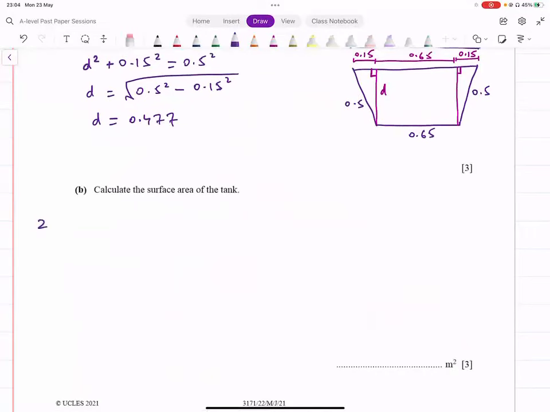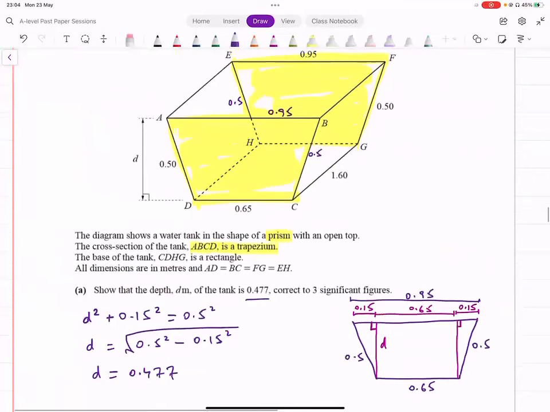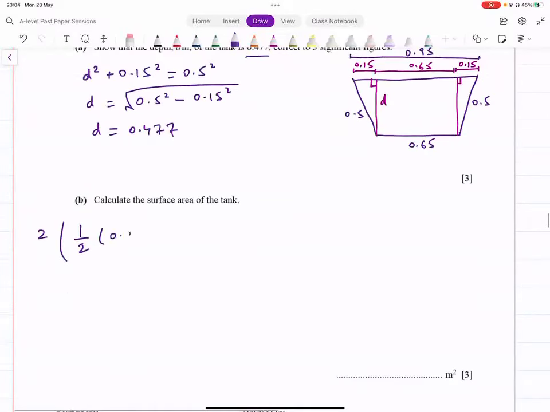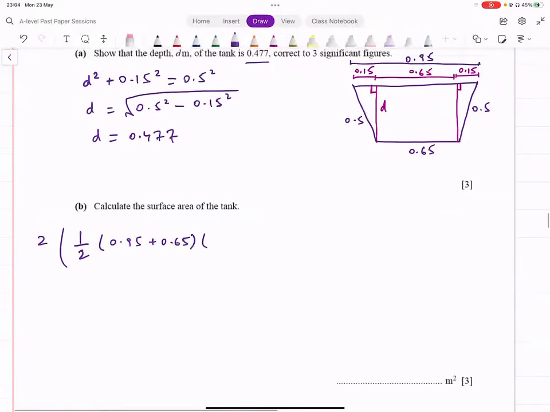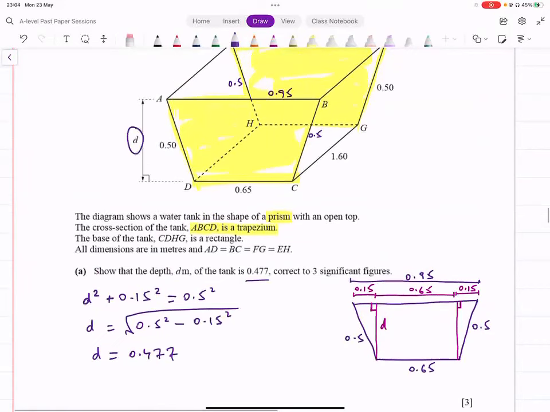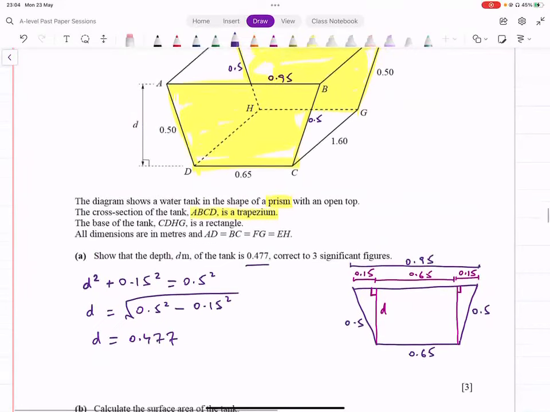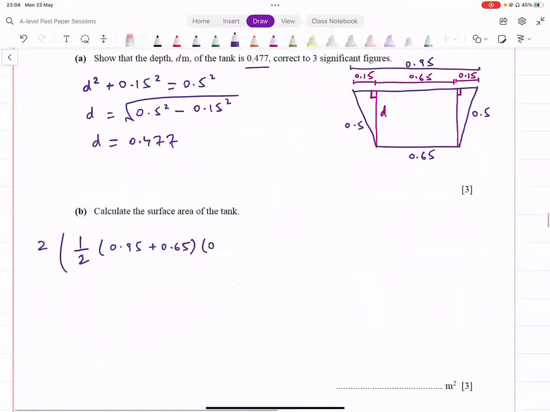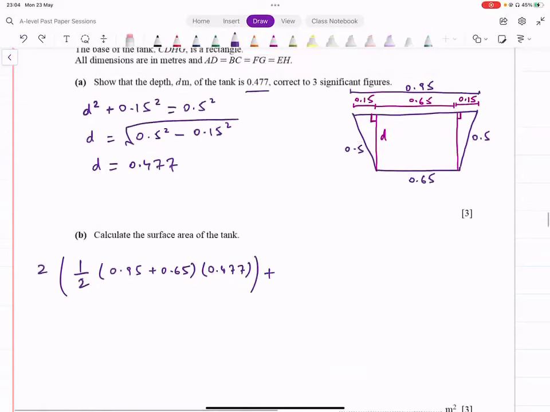So area of the trapezium, 2 into area of trapezium. Area of trapezium क्या होगा, half into sum of parallel sides. Parallel sides क्या है, 0.95 and 0.65 को add कर लें. 0.95 plus 0.65 multiplied by the height. Height ये D थी basically. उसके हमने निकाल लिया 0.477. Let's put that here. These are the areas of the trapeziums. Okay. अच्छा. उसके 2 से multiply कर दिया because there were 2 trapeziums like that.